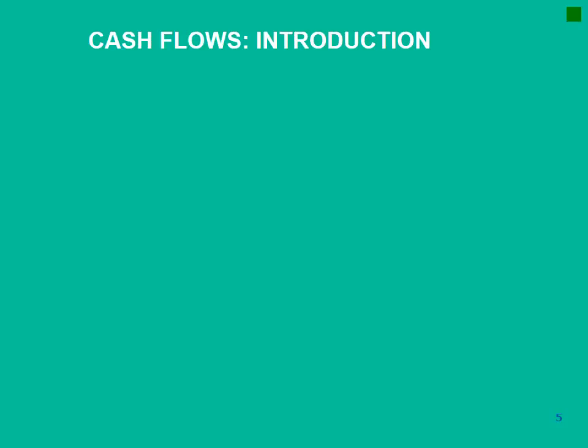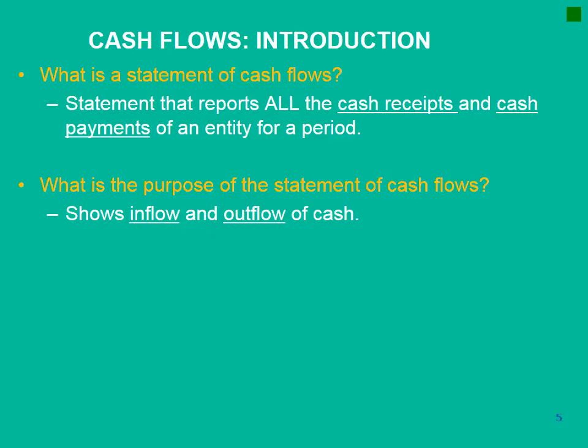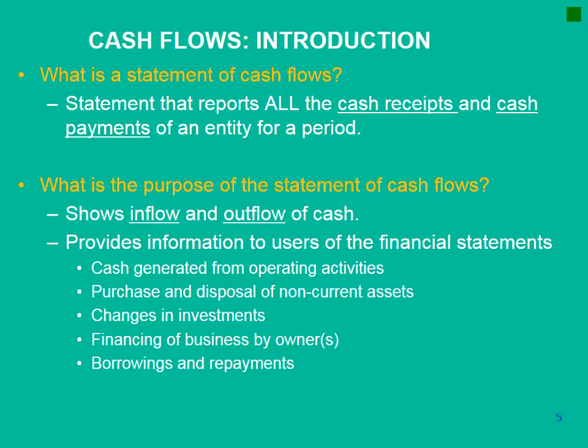So a statement of cash flow shows us all the cash receipts and cash payments of an entity for a period. And the purpose is to show us the inflow and outflow of cash. And that gives information to the users that they can't get from the statement of profit or loss and the statement of financial position. It actually shows the cash that's been generated from operating activities.